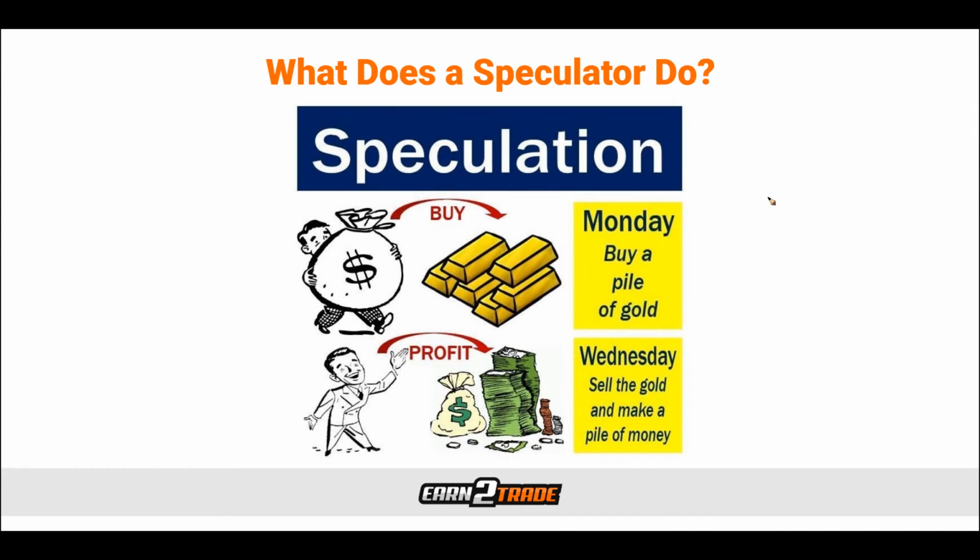So what does a speculator do? Well, a speculator employs a well thought out strategy which is typically done over a shorter time frame to gain higher profits than traditional longer term investors. The speculator is trying to gain more money than the investor doing it the slow and steady way.